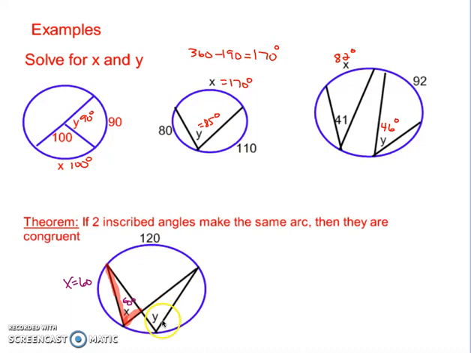And if I also look at this angle to the right, right here, it's the same arc. This y value also has to be 60 because they share the same arc. So y also equals 60.